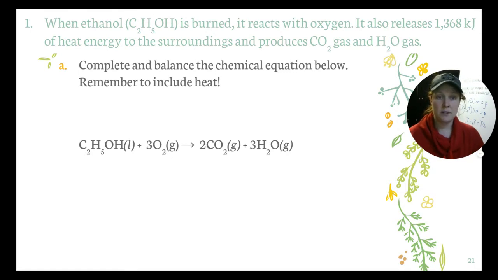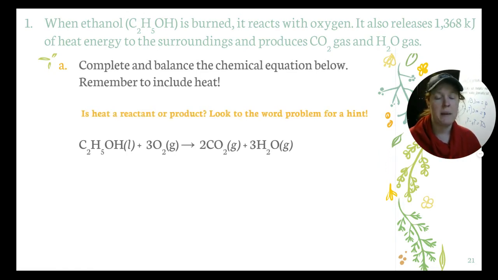And whenever I'm trying to incorporate the heat value, I always refer back to the word problem and see if there are any key words that maybe tell me whether this is an exothermic or an endothermic reaction. My eye is automatically drawn to releases 1,368 kilojoules of energy. Releases tells me that energy is leaving the system or exiting the system. Therefore, this is exothermic and heat is being produced. So therefore, heat is a product. So we can add it to our chemical equation just by placing it on the end.